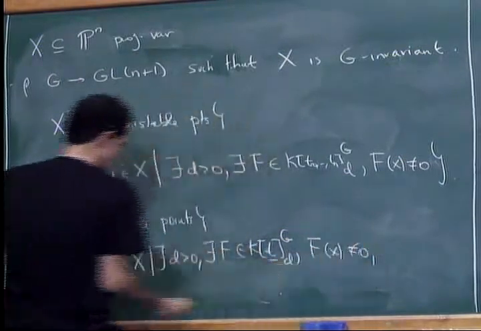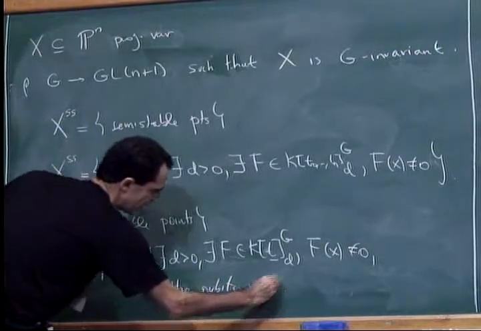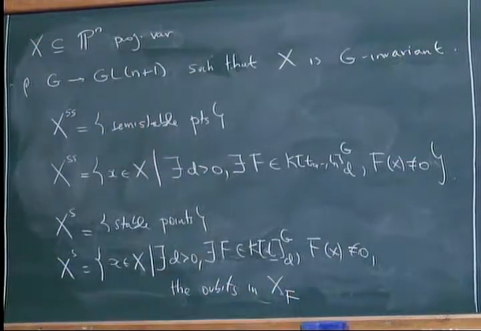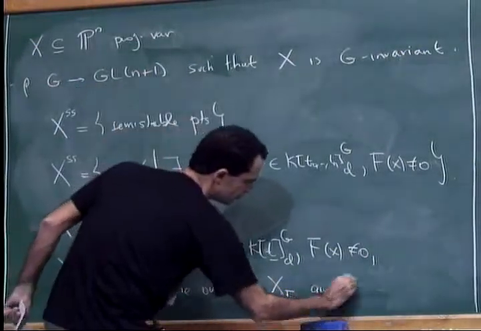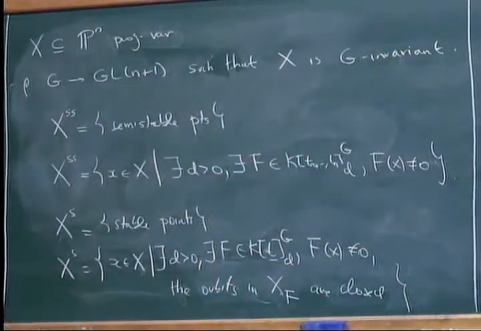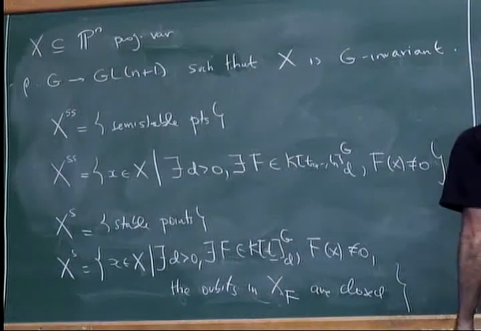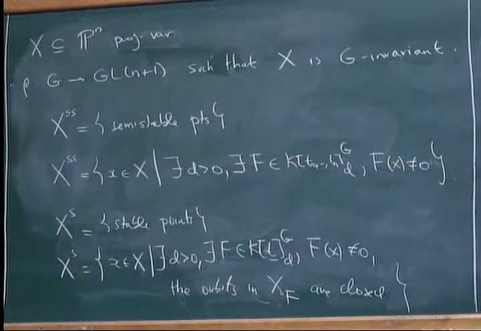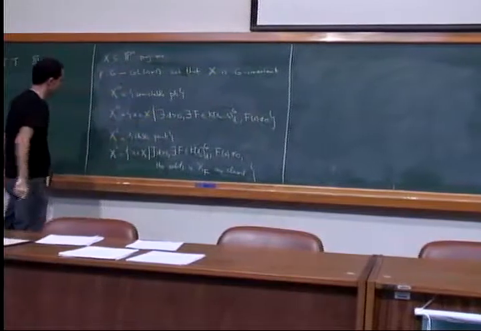You ask that the orbits in X_f, so X_f becomes an invariant open subset, and I ask that the orbits here are closed. Closed in here, in X_f. Okay? So it's a further condition. So you get a subset. Of course, you see that these are invariant subsets, right? Because I'm picking f invariant.